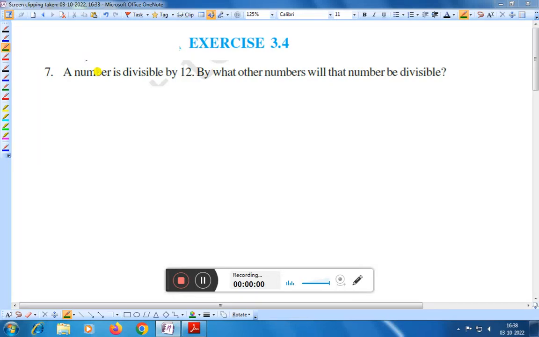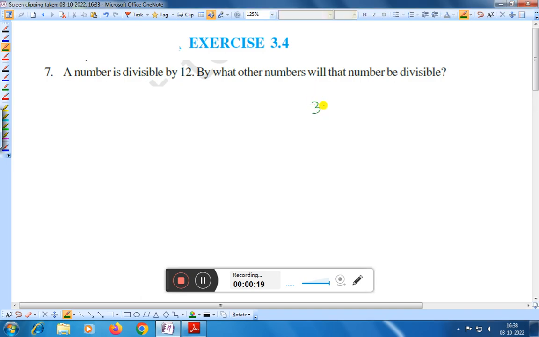Hello friends, today we shall discuss exercise 3.4 question number 7. A number is divisible by 12. By what other numbers will that number be divisible? Let us take one example. Suppose we have taken one number, that is 36.